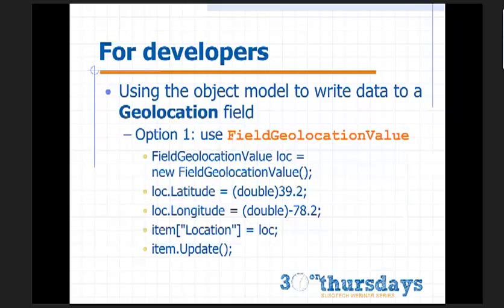So for developers, when you're interacting with the object model and you want to populate a geolocation value in a list item, you have two options for doing that. Option one is to use the class field geolocation value. And you see in the example here, there's a field geolocation value object that has latitude and longitude properties that you can set. Those are just numeric properties here. And then you assign that value into the SPListItem, and you can update it from there.